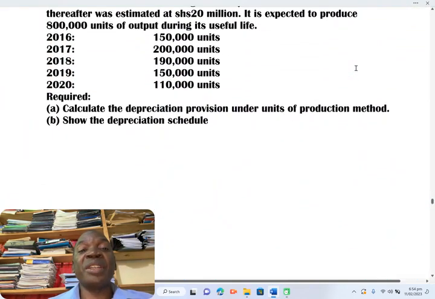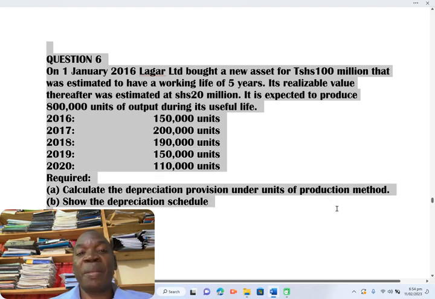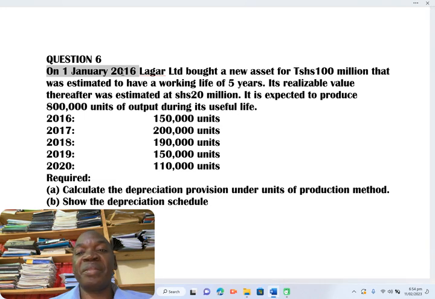I told you to go and do this question. Did you do anything here? Okay, let's solve this question so far. On 1st January 2016, Lagri Limited bought a new asset for how many million? 100 million. That was estimated to have a working life of how many?